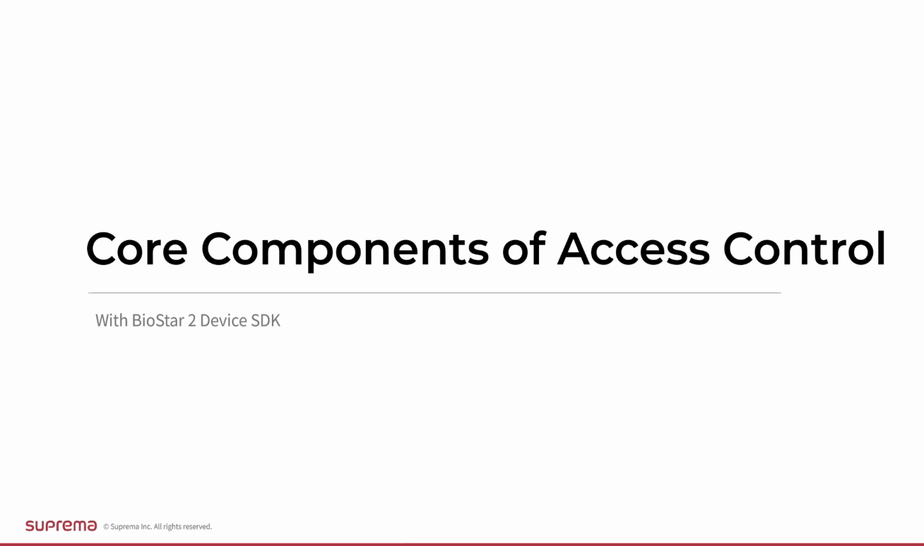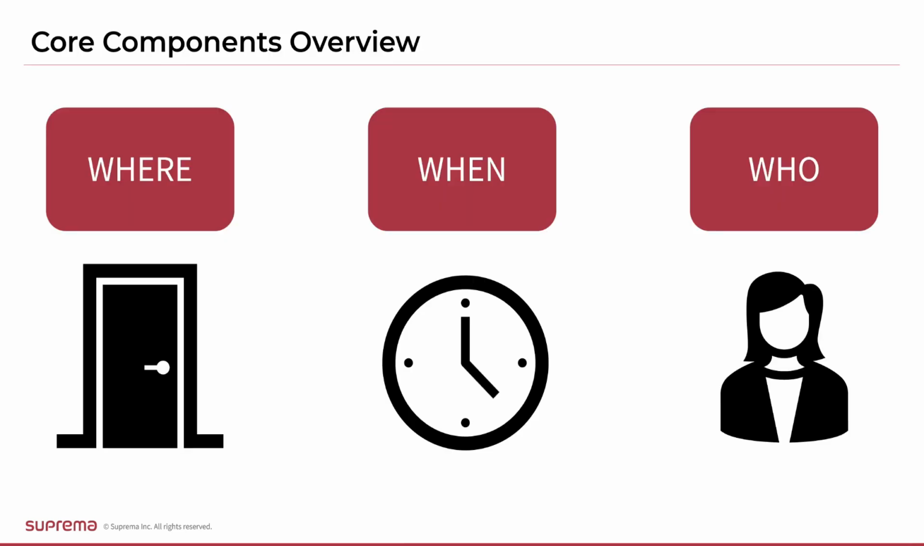All right, now let's dive into the core components of access control with the BioStar 2 Device SDK. This section breaks down the key building blocks you need to understand. To understand an access control system, there are 3 fundamental questions: where, when, and who. These 3 questions form the foundation of the Suprema access control system. Where refers to the door or resource being accessed. When refers to the schedule during which access is permitted. And who refers to the person trying to enter. In other words, access control determines who can access where and when, based on these 3 key elements.